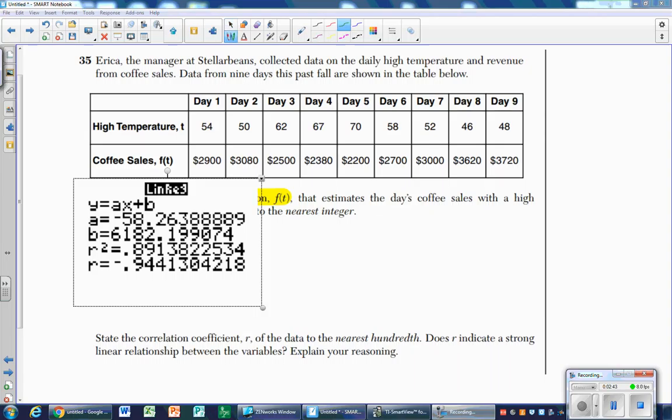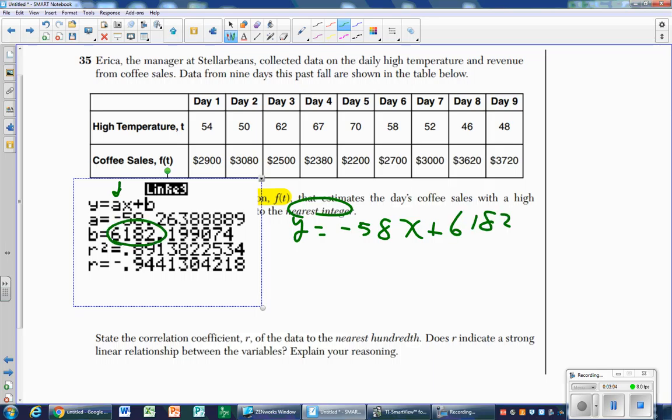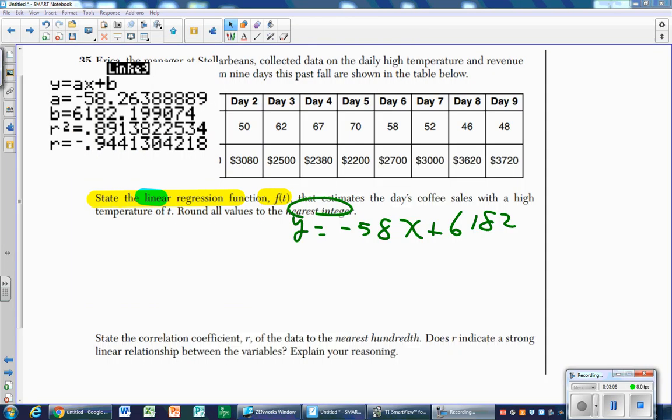Now I just have to write down what the answer is. Y equals the A number first, negative 58. It says the nearest integer, X plus 6,182. So we have our answer, but we didn't show any work. So let's just show our work.